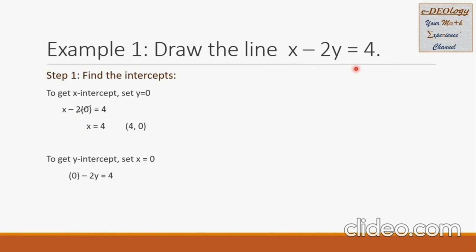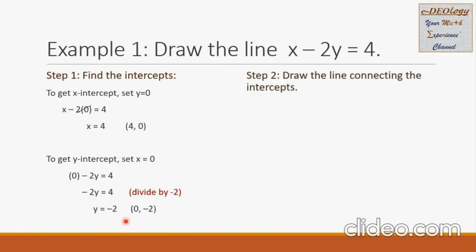To get the y-intercept, we set x equals 0. We copy again the same problem down here. Then we will change the x by 0. So we have now 0 minus 2y equals 4. We can eliminate the 0, and then we will have negative 2y equals 4. Let us divide this equation by negative 2. So we will have y equals negative 2, because 4 divided by negative 2 is negative 2. The y-intercept has an ordered pair now of (0, negative 2).